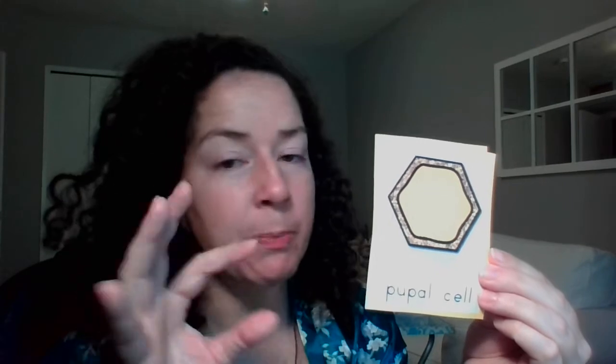And once it becomes a pupa, the worker bees will cover the pupa and seal it with more wax to make it a pupal cell. And in this cell, they've covered it up so they can't feed the pupa. The pupa just doesn't move, but it is transforming from a larvae into a bee.